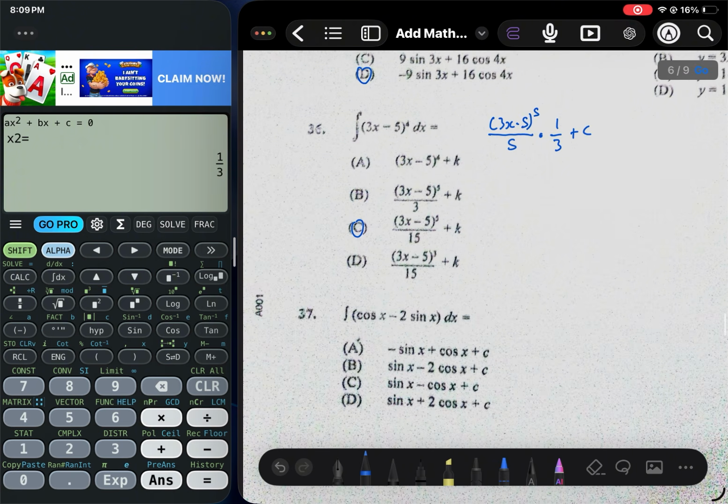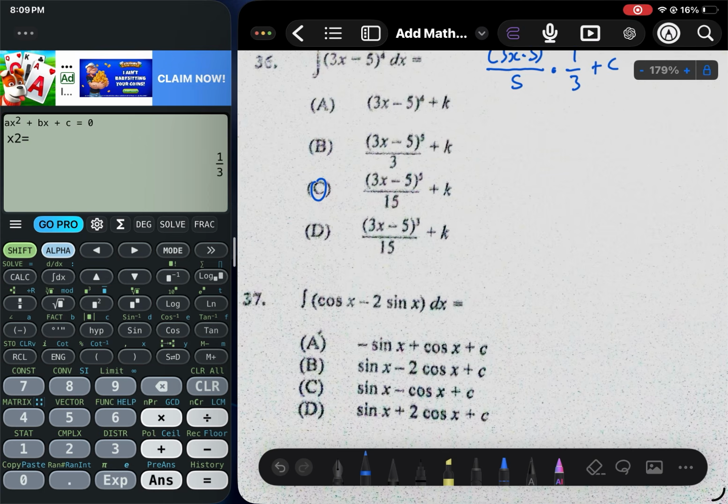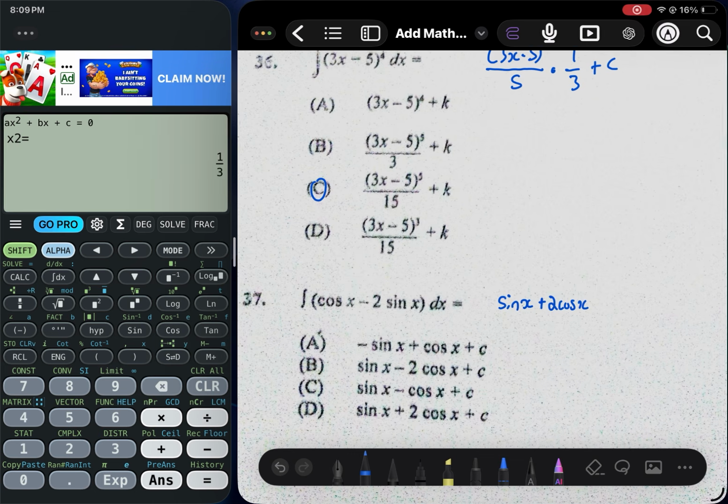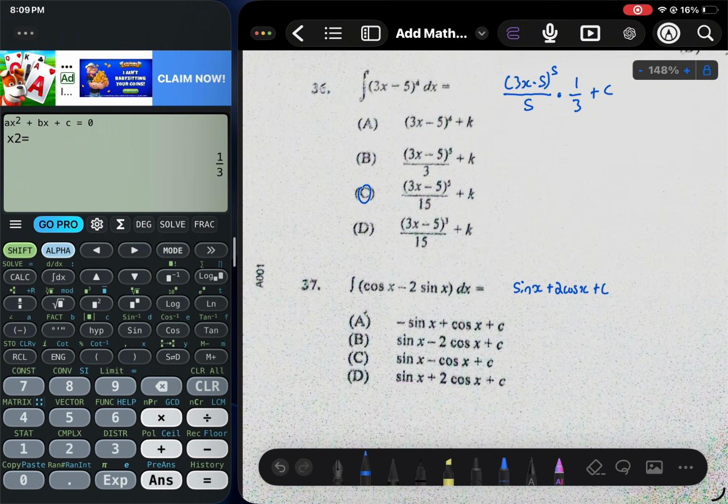The integral of cosine x minus 2 sine x dx is equal to, so the integral of cosine is sine x, and the integral of sine x is negative cosine. So I get sine x plus 2 cosine x plus c. So our answer here would be D.